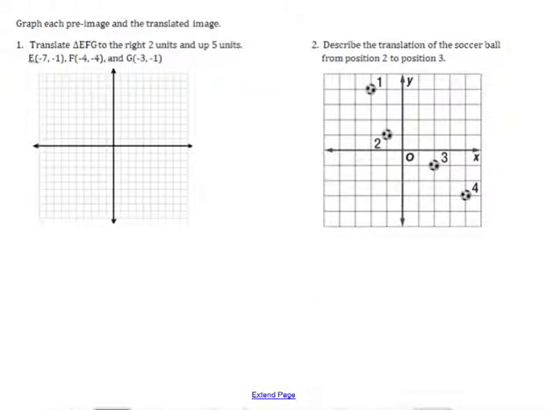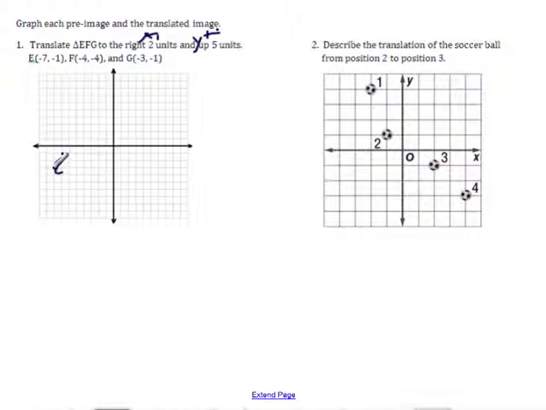Number 1 says graph each pre-image and the translated image. So we want to translate the triangle EFG right 2 units and up 5 units. Now, remember that if we go right, that is going to mean adding to the x, and up is going to mean adding to the y. Okay, so let's plot our original points. E is (-7, -1). So we're going left 1, 2, 3, 4, 5, 6, 7, and down 1. So that point right there is my E.